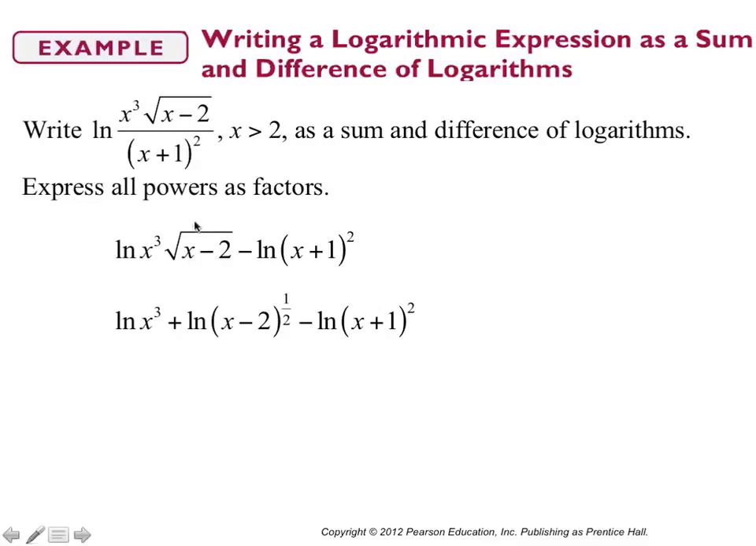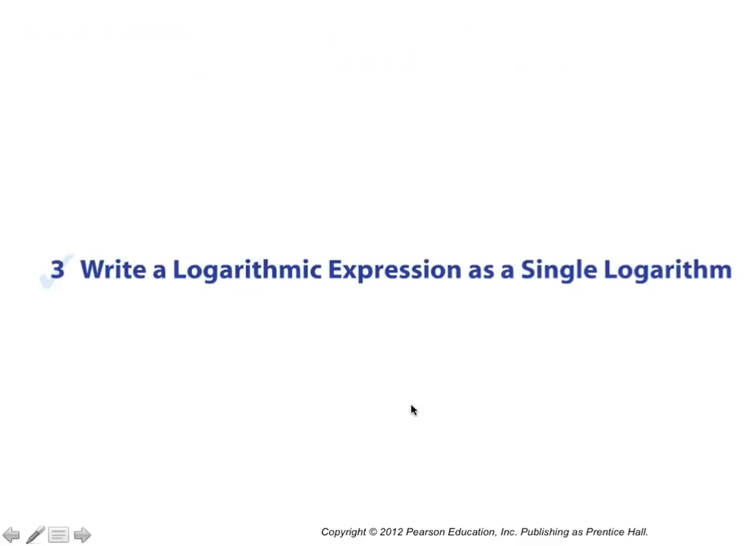And we rewrite, instead of having square root, you never want to write any of the roots as actual roots. You want to write them as powers, okay? So we change our square root into the 1/2 power. So we have ln of x cubed plus ln of x minus 2 to the 1/2 power minus ln of x plus 1 squared. And then we change our powers into factors. So we've rewritten this as 3 times ln of x plus 1/2 times ln of x minus 2 times ln of x plus 1.